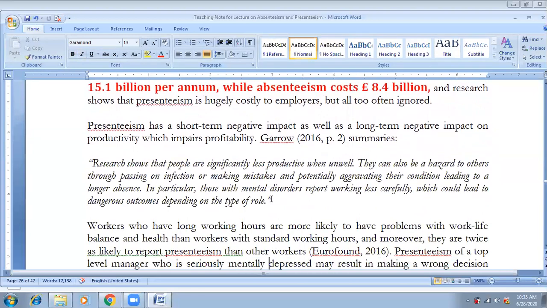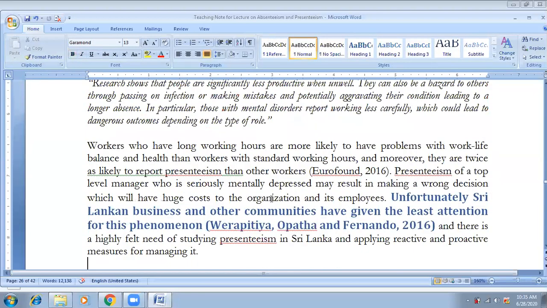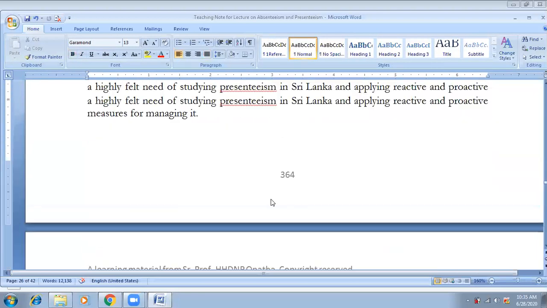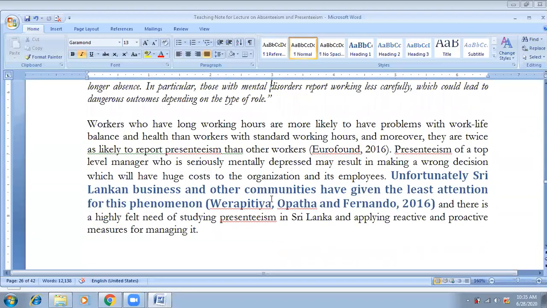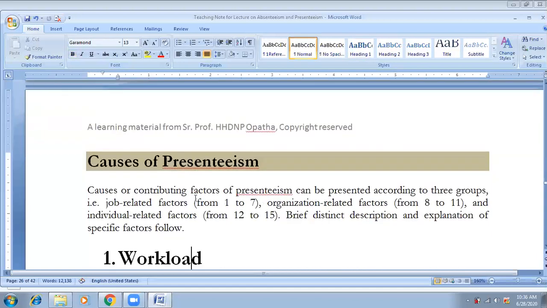That's why I am teaching. That's why you are supposed to learn. The Sri Lankan situation is not that fortunate. Even many managers have not heard about this, and also they don't care. Based on our research study, unfortunately, Sri Lankan business and other communities have given the least attention to this phenomenon, that is presenteeism.